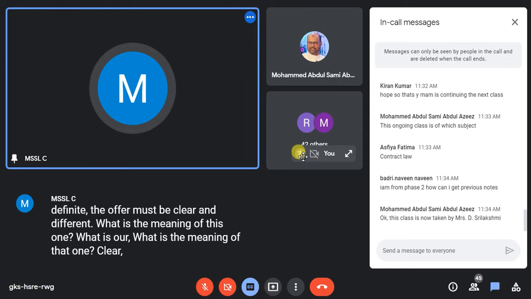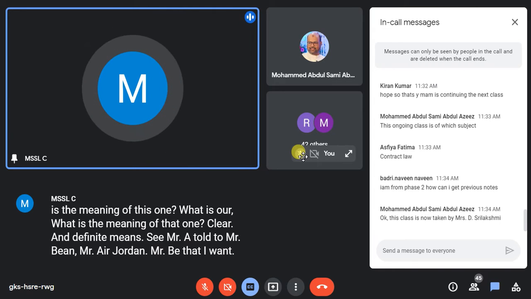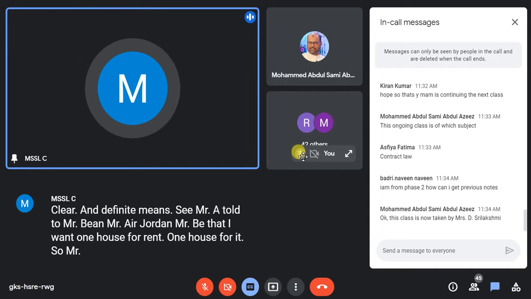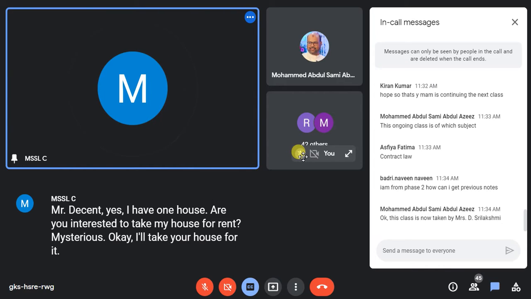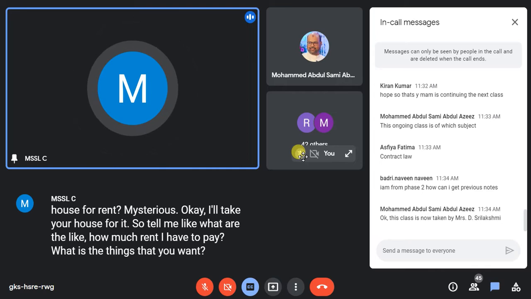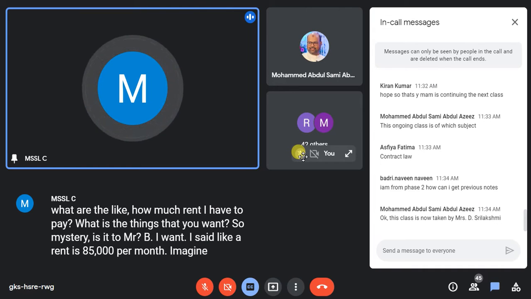Clear and definite means, see, Mr. A told Mr. B that I want one house for rent. So Mr. B said, yes, I have one house. Are you interested to take my house for rent? Mr. A said, okay, I'll take your house for rent. So tell me, how much rent I have to pay? What are the things that you want? So Mr. B said, like rent is 85,000 per month, imagine. He said, okay, I accept it.